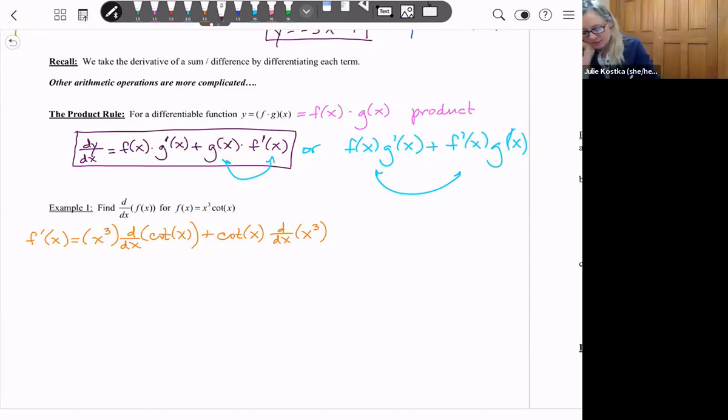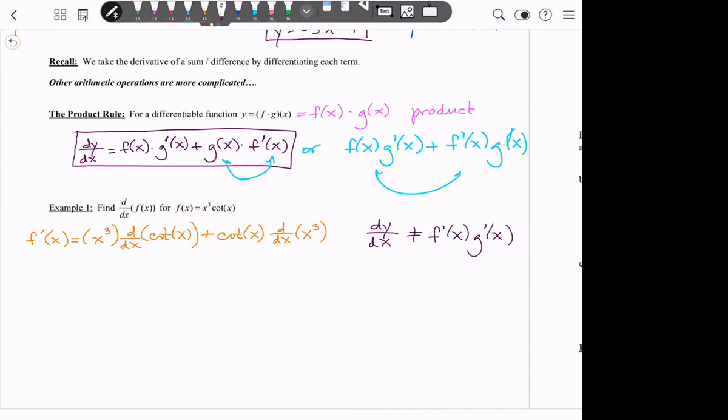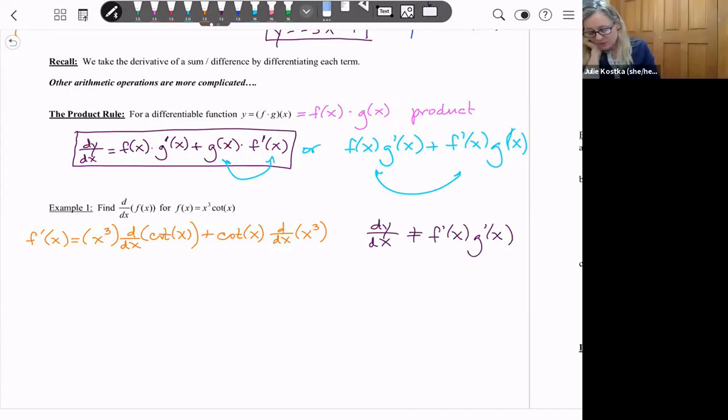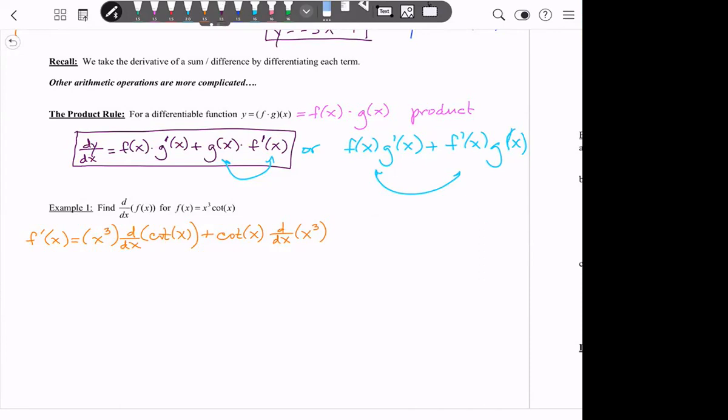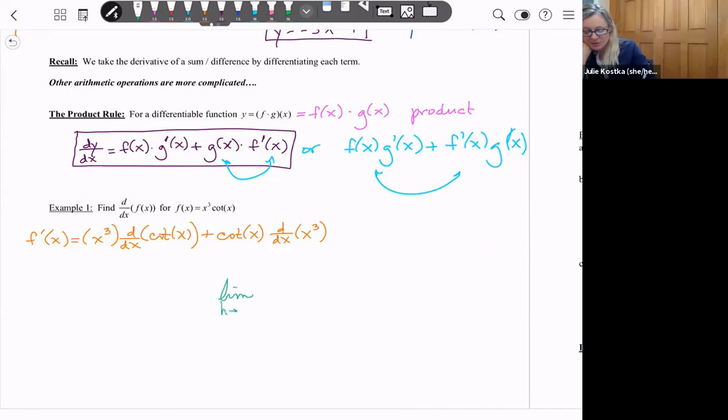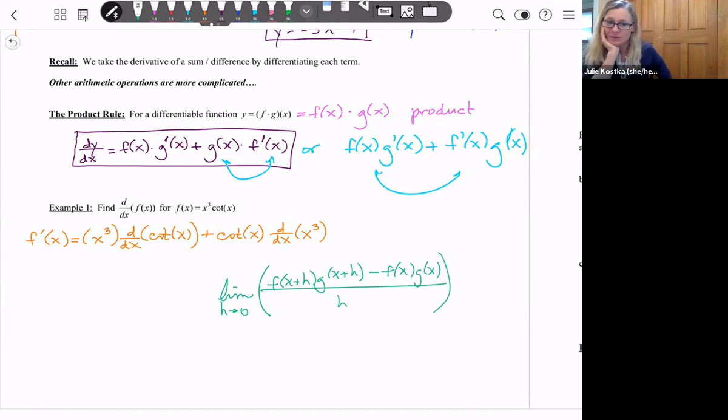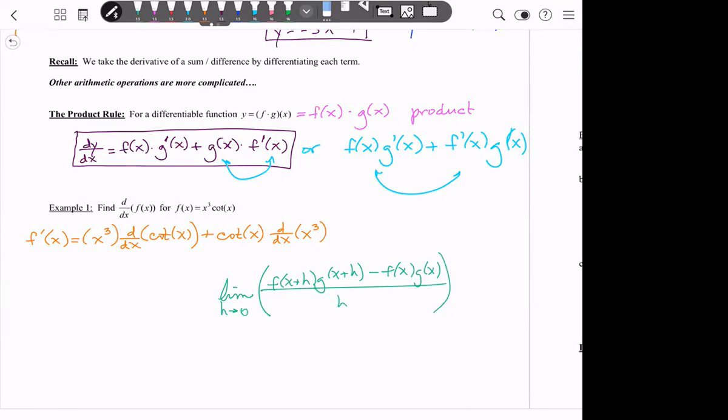So why is dy dx here not equal to f prime times g prime? Is that what you're asking? Yeah, if it's a product. Well, if it's a product, you can go through the book, which has maybe a full page of deriving this formula. So we would have to say the limit as h approaches 0 of f of x plus h times g of x plus h minus f of x times g of x, all of that over h. And then it goes through trying to explain where this all comes from.